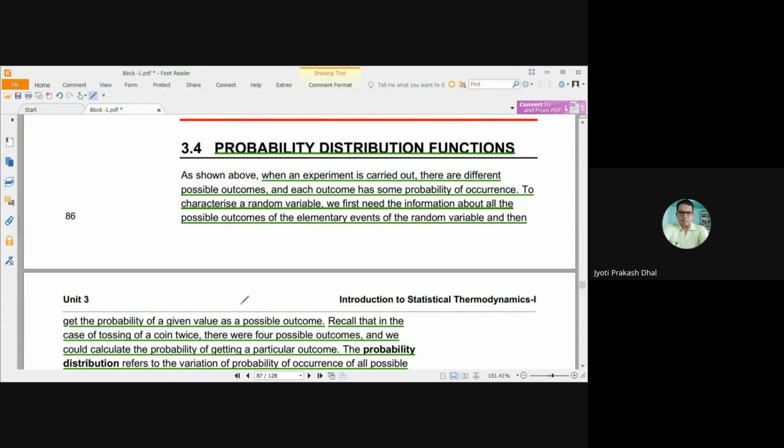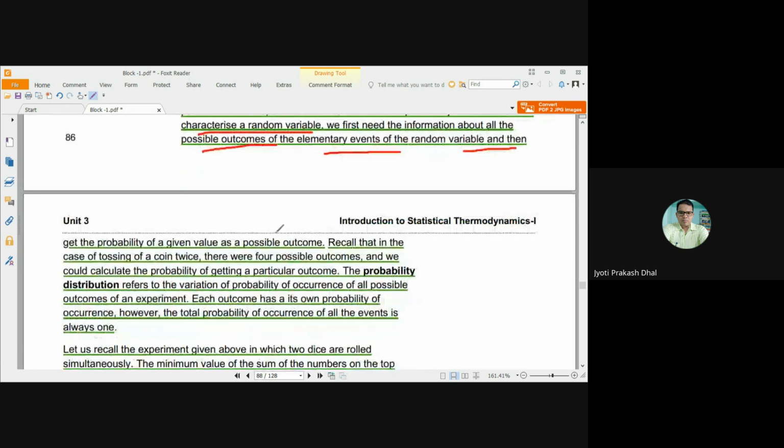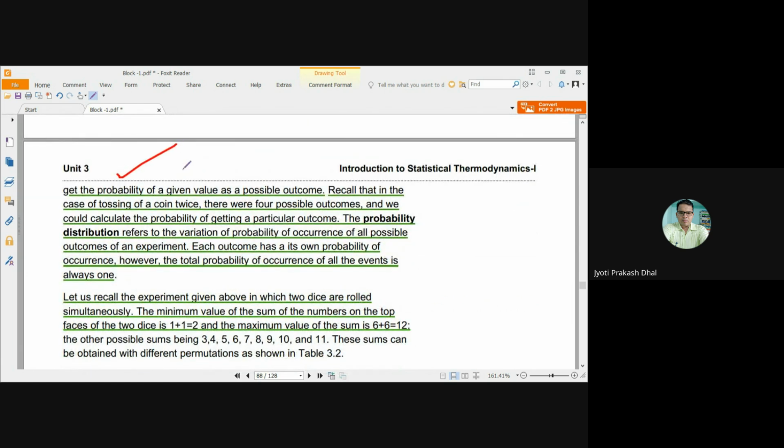So here we will discuss the probability distribution functions. When an experiment is carried out, there are different possible outcomes. Each outcome has some probability of occurrence. To characterize a random variable, we first need the information about all the possible outcomes of the elementary events of the random variable, and then the probability of a given value as a possible outcome.